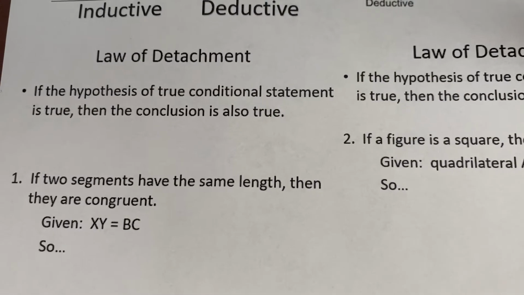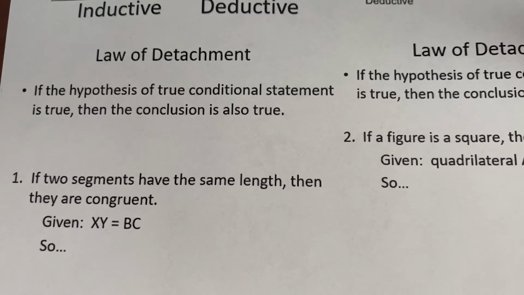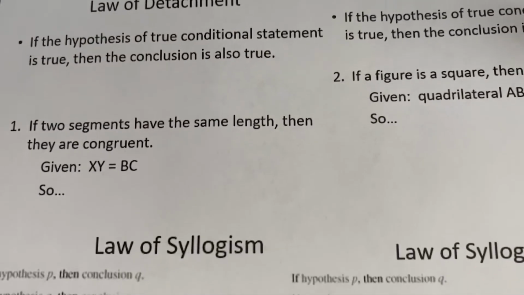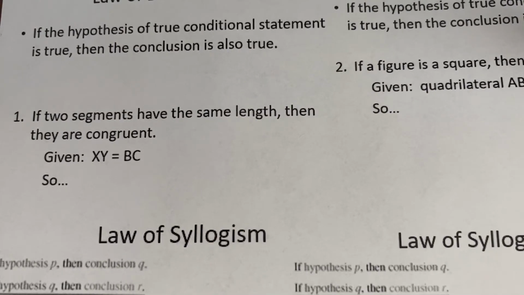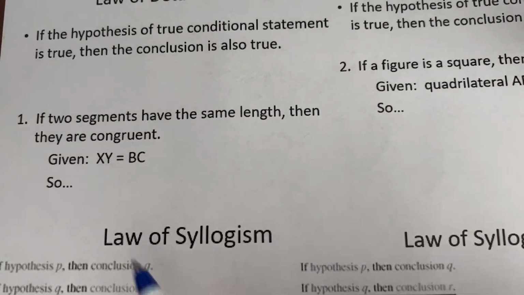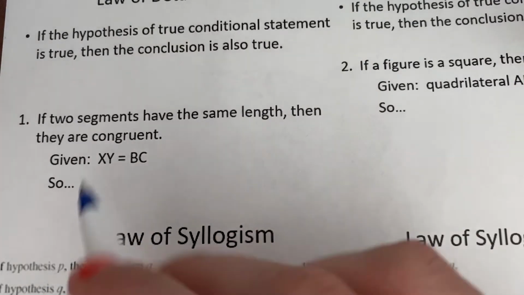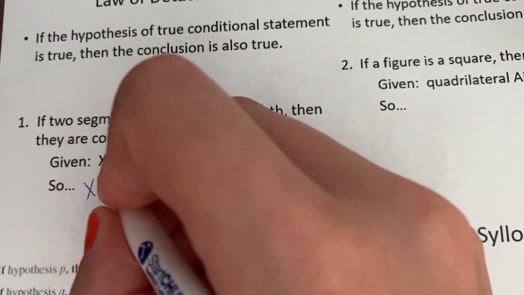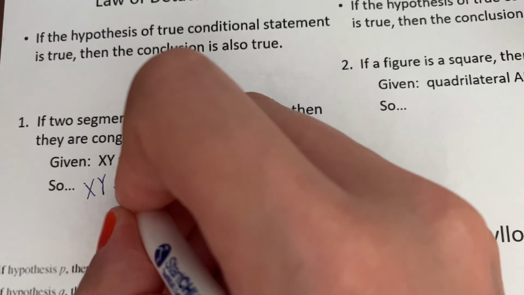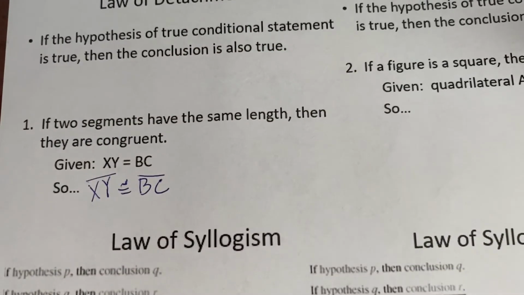If the hypothesis of a true conditional statement is true, then the conclusion is also true. So this is really easy. Here's an example of that. If two segments have the same length, then they are congruent. We are given that two segments are the same length, so XY is congruent to BC. All right, so we know that.